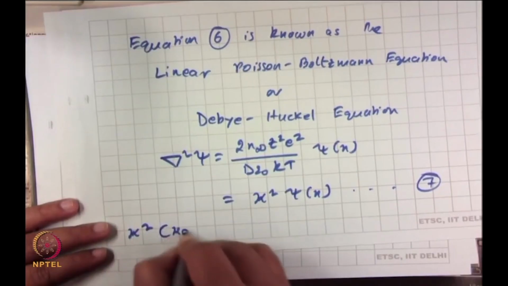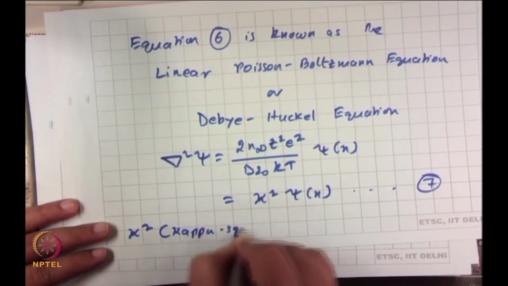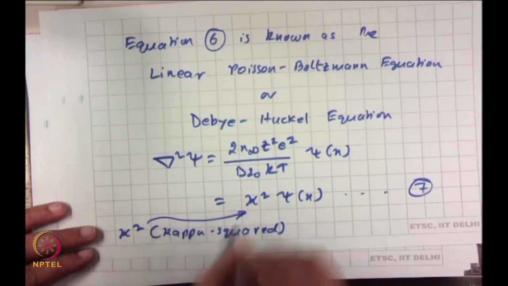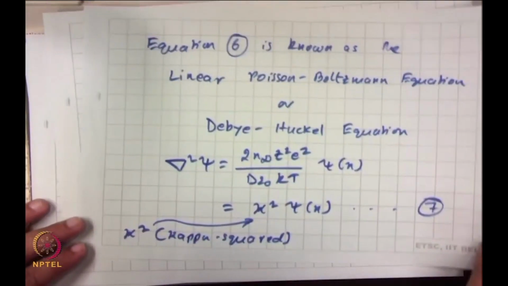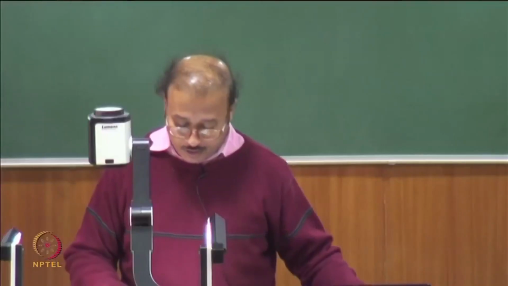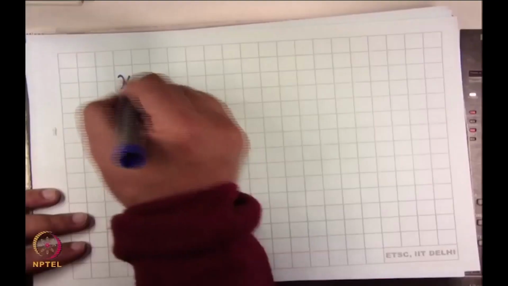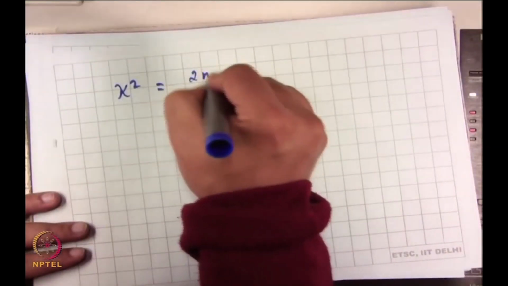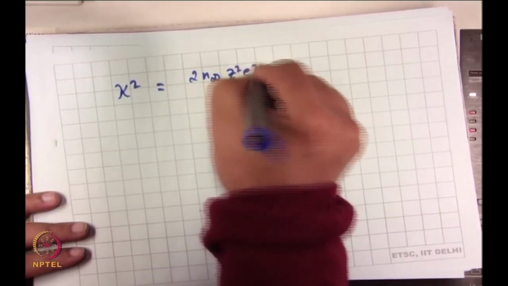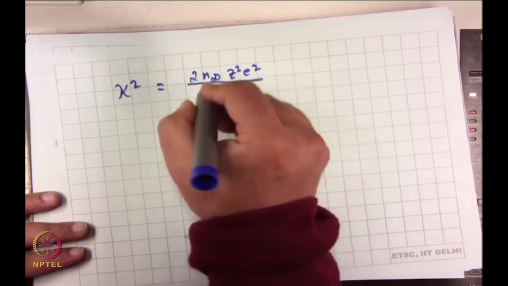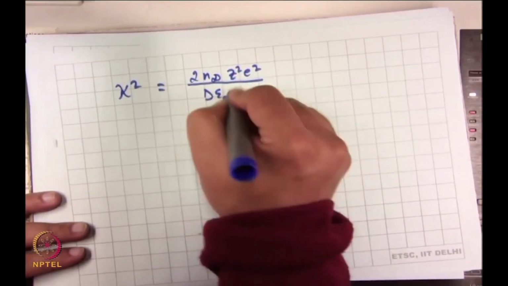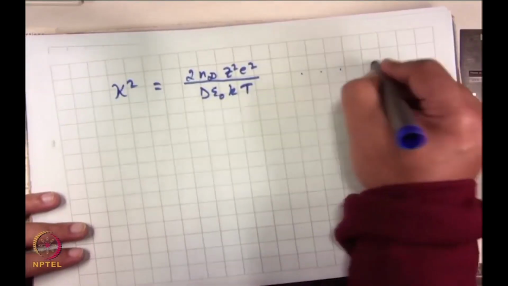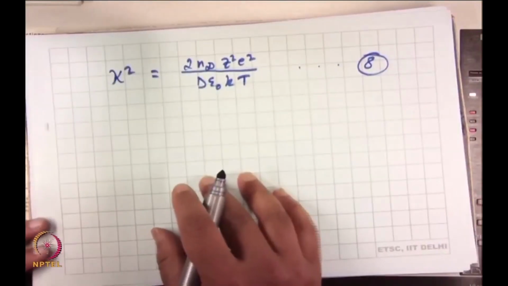So, I can write kappa squared, which is this guy. So, what is my kappa squared equal to? My kappa squared, based on our definition, is equal to 2 n infinity z squared E squared by d epsilon 0 k of t, right. So, let this be 8.